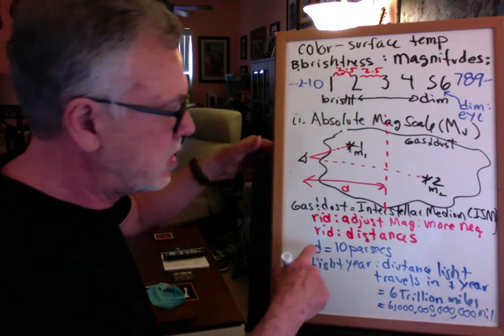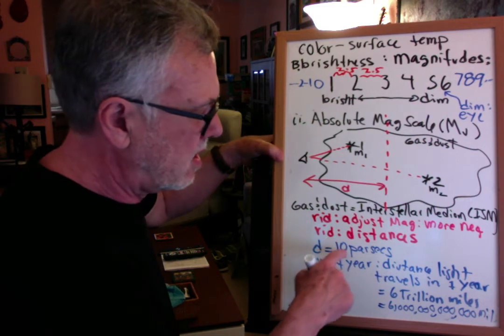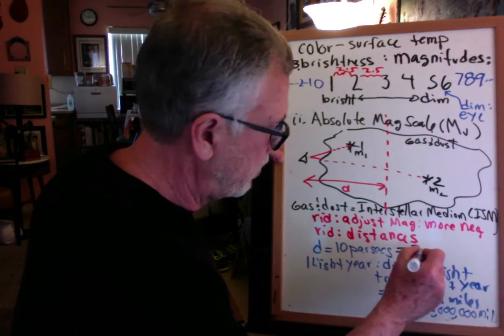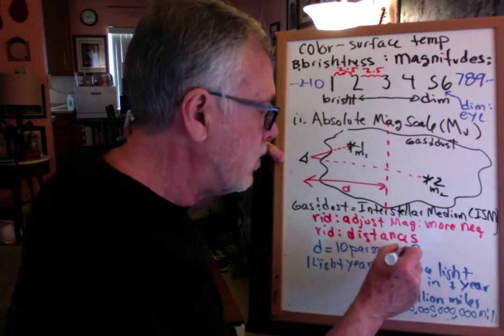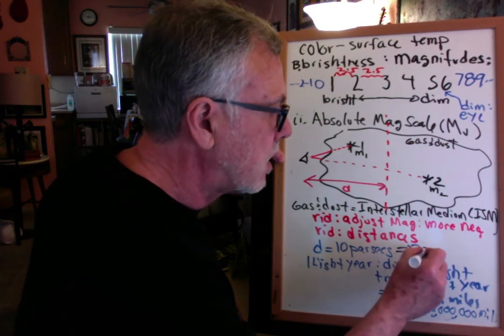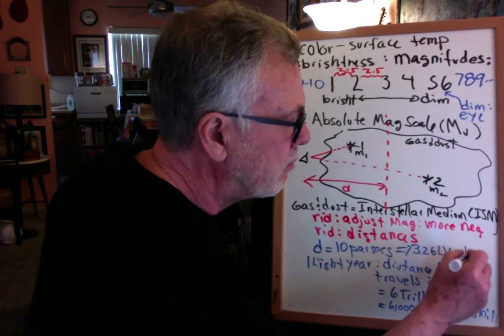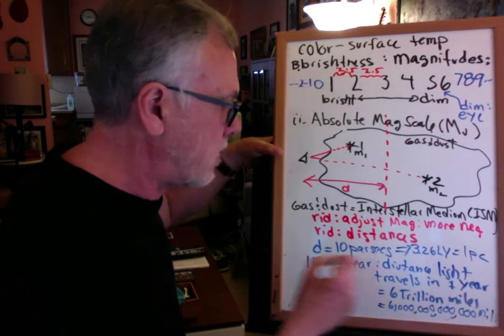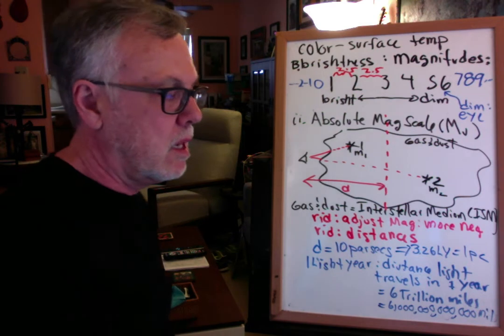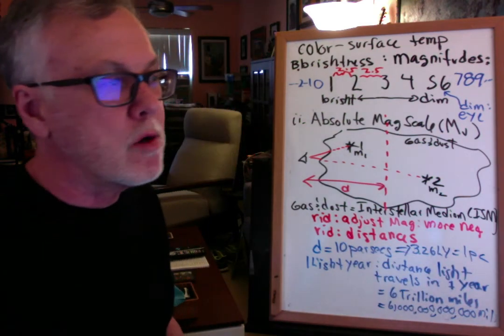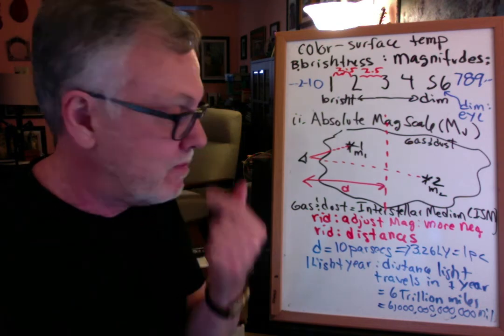And it turns out the distance that we use, which is called the parsec, is equal to 3.26 light years is equal to 1 parsec. A parsec means 3.26 light years. PC is just a simple way of writing parsec. Make certain you understand that.